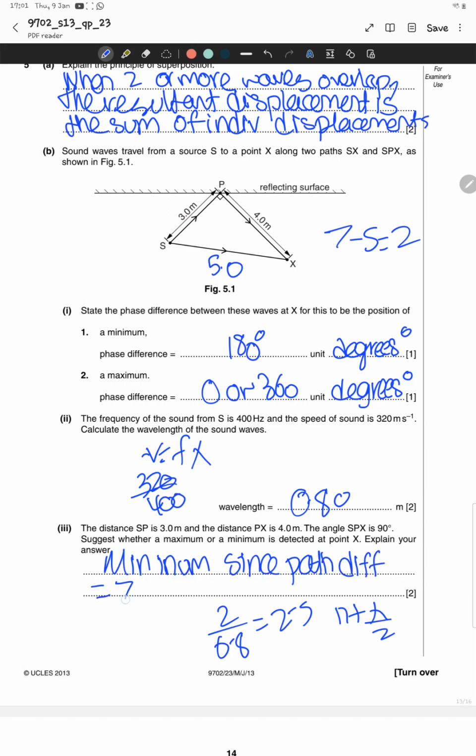Path difference equals 7 minus 5 equals 2, and then divided by 0.8 equals 2.5 lambda, which is n plus half lambda.